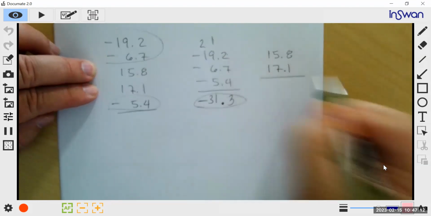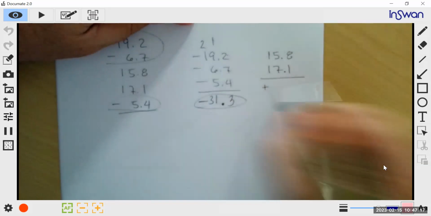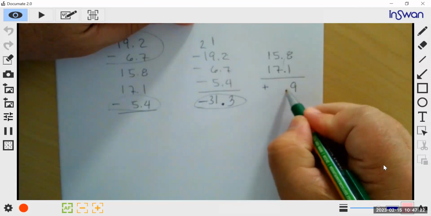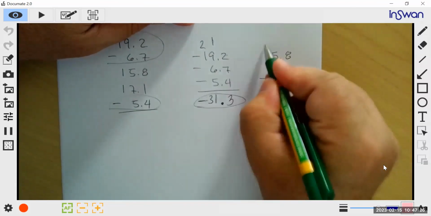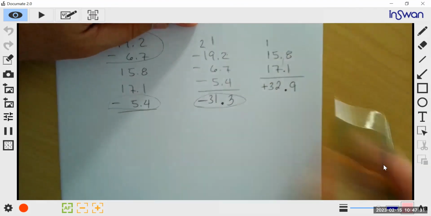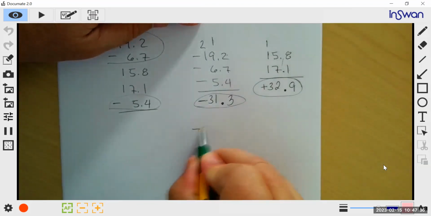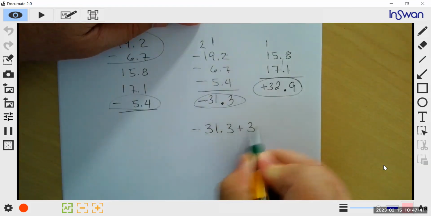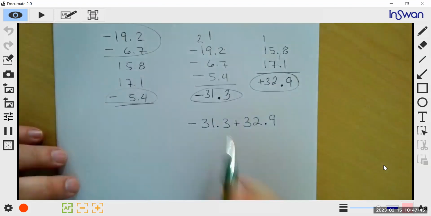Do the same thing with the positives. 8 plus 1 is 9. The decimal. 7 plus 5 is 12. So we have negative 31.3 plus 32.9. Now we just have to do these two.